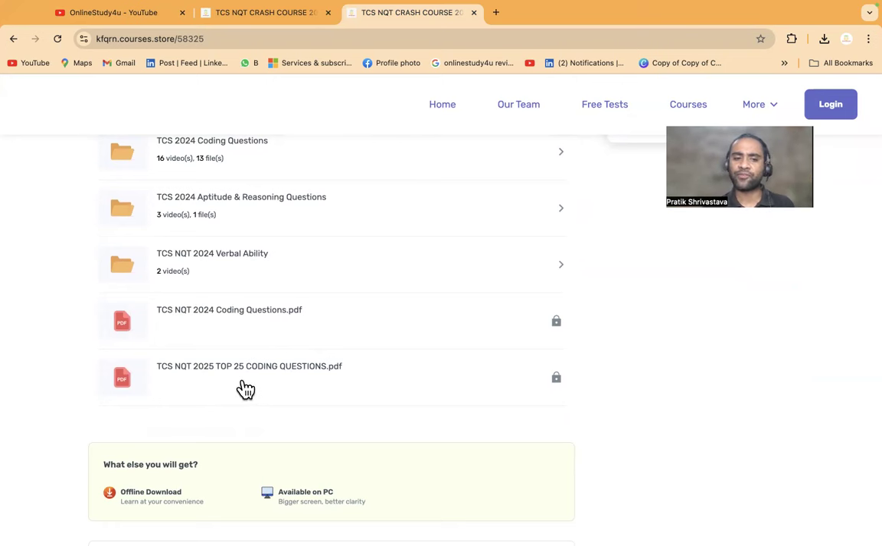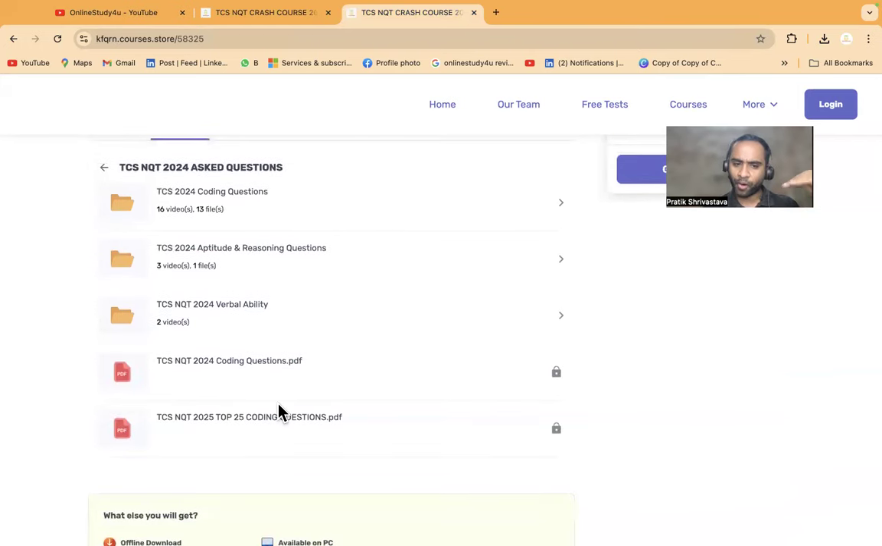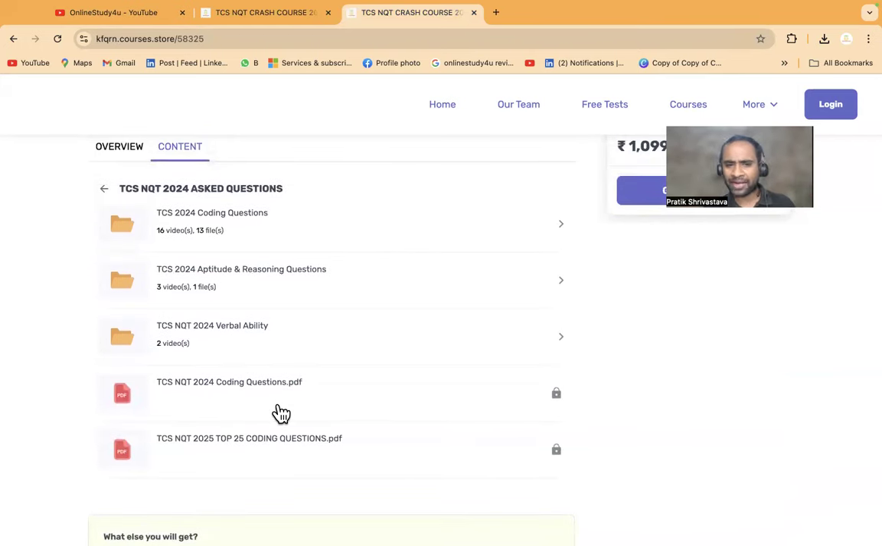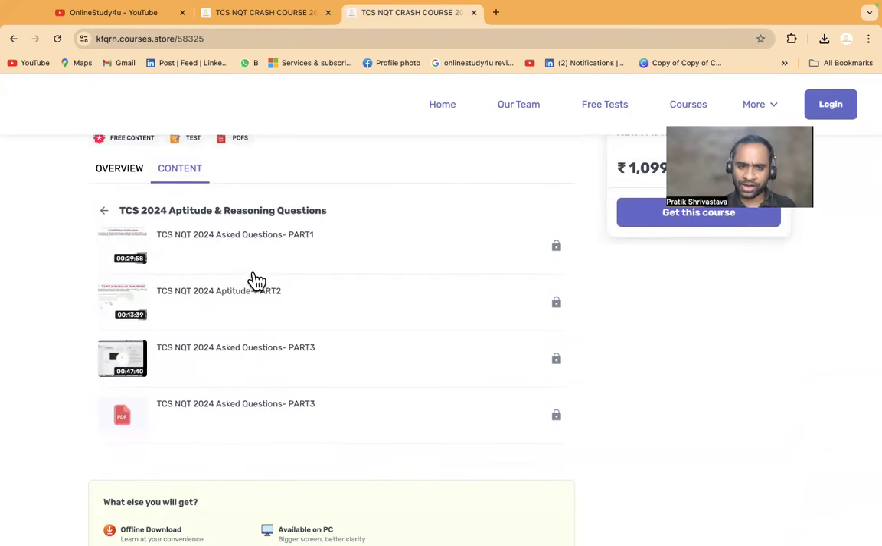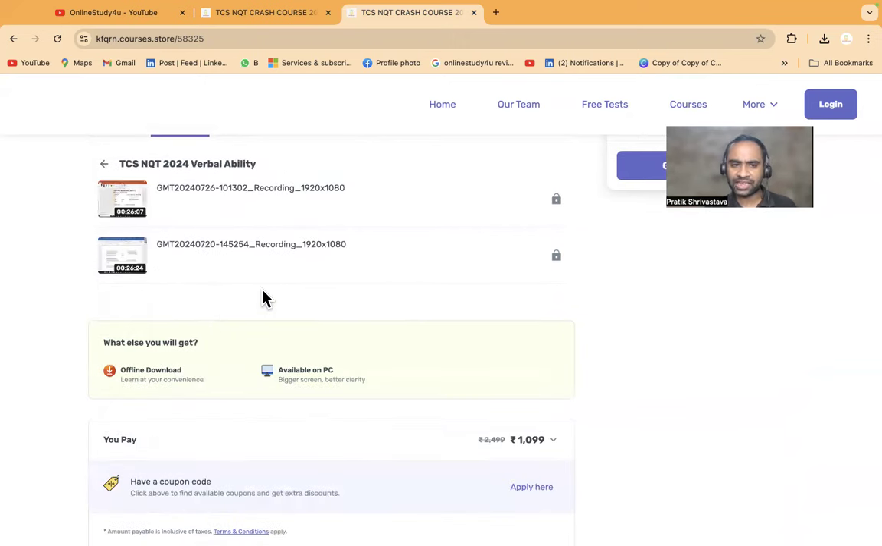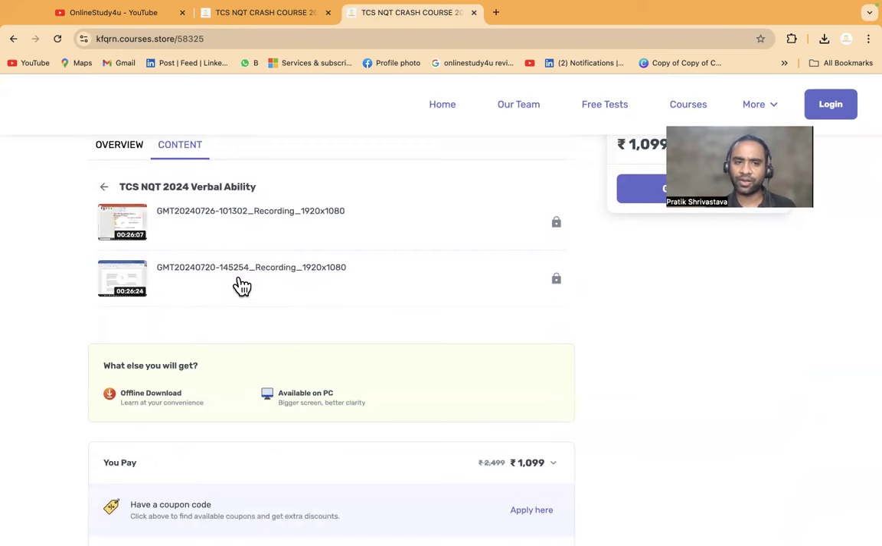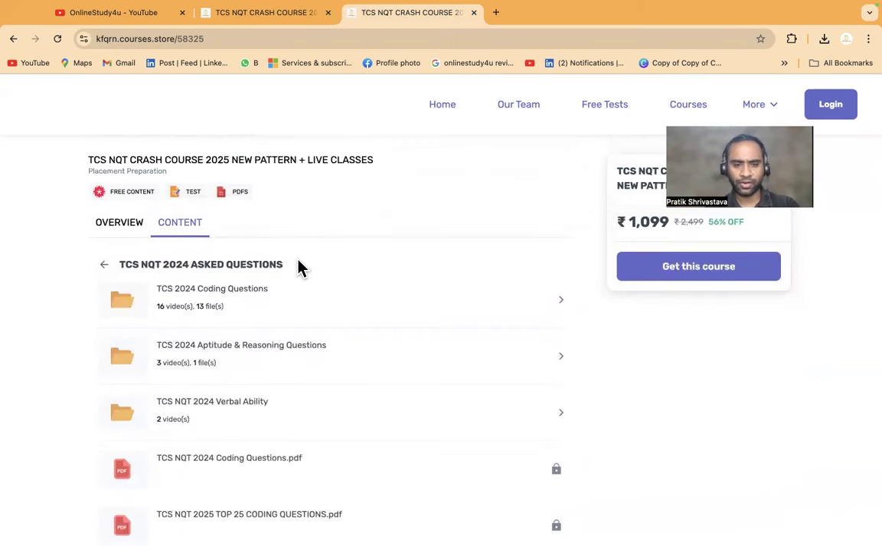TCS NQT 2025 top 50 coding questions. By mistake, I have written 25. So already 50 questions, which are very important and of a similar type. We are going to do a lot of practice. TCS NQT aptitude and reasoning questions: we have started putting videos, 3 videos are placed as of now, and daily we are increasing the quantity. TCS NQT verbal ability we have also started putting here. So all of these things we have started doing.